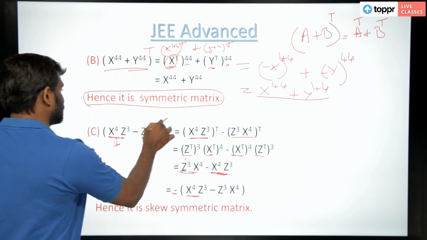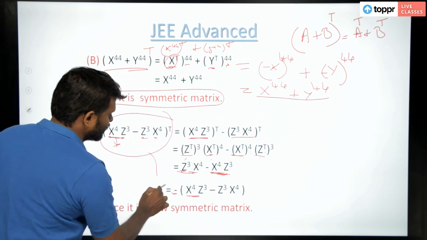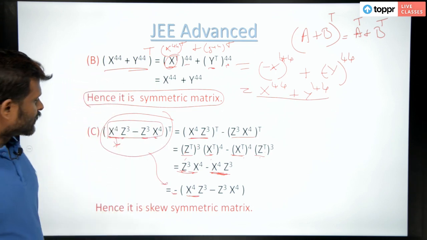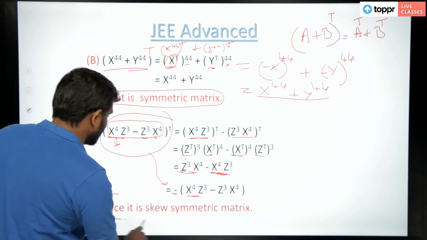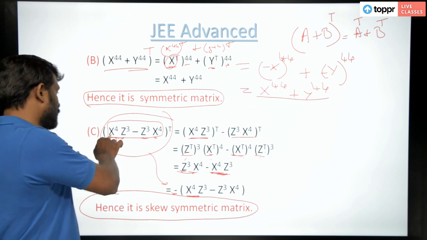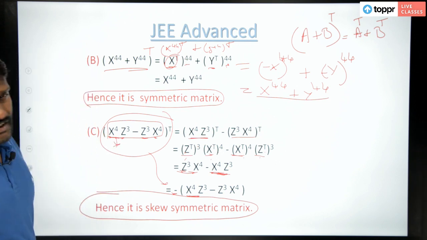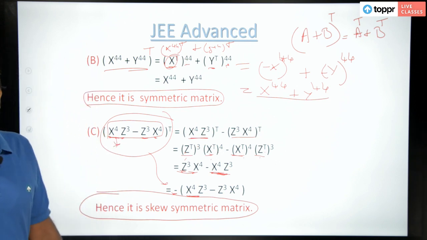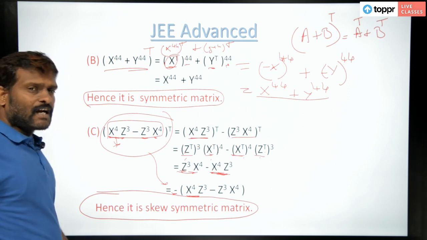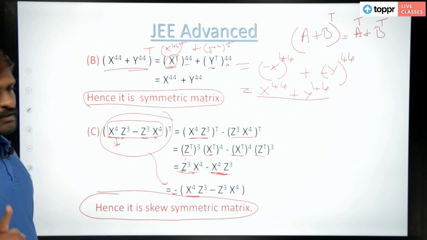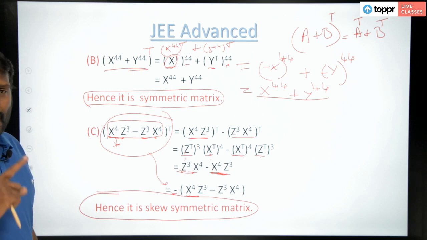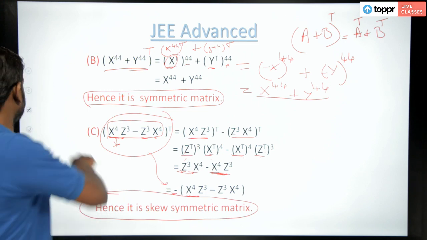So, what did we get? The transpose of this is equal to a negative value of the matrix. So, what can we say? We can say that this matrix is a skew symmetric matrix. The matrix x power 4 times z cube minus z cube times x power 4 is a skew symmetric matrix, right. Now, let us see our fourth option. So, C is one option which we can mark for this question, right. A and B are not the options, C is the option.